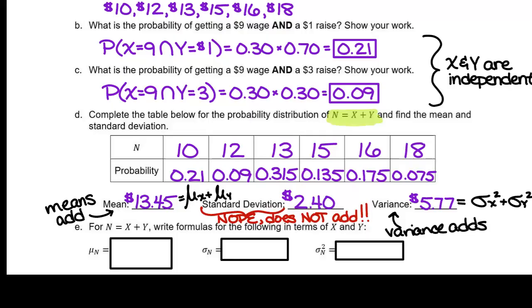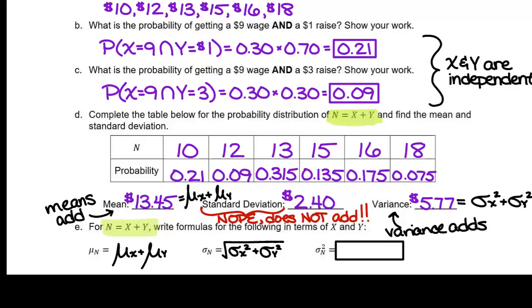Now there is a little caveat here. We're going to summarize what we just did at the bottom. The mean of my new variable, mu of n, is equal to the mean of x plus the mean of y for n equals x plus y. The standard deviation of n is the square root of the combined variance. And the variance of n is just the sum of these two variances.